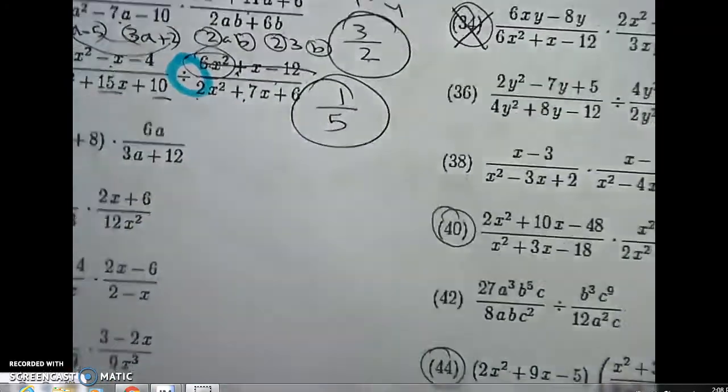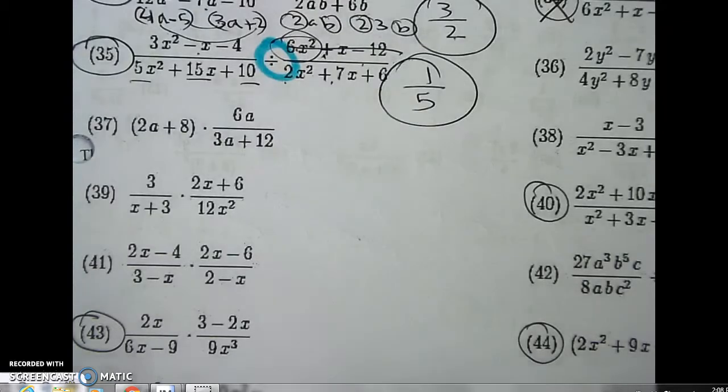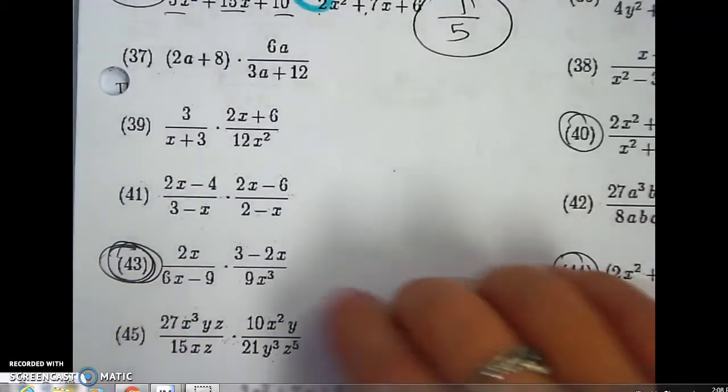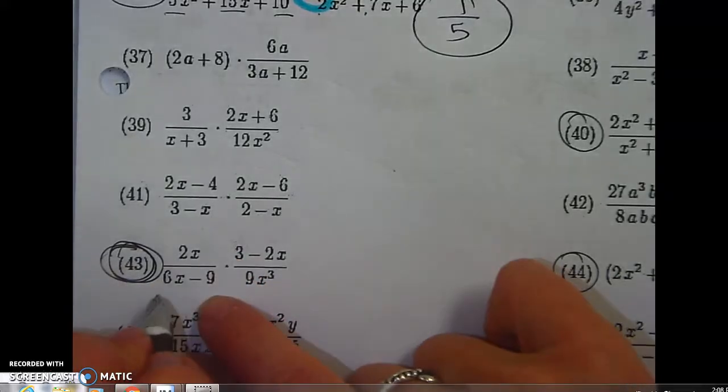Okay. Let's jump to number 43. This seems like a simple one, but I really need you to pay attention to this one. I can't factor the top. I can factor the bottom.